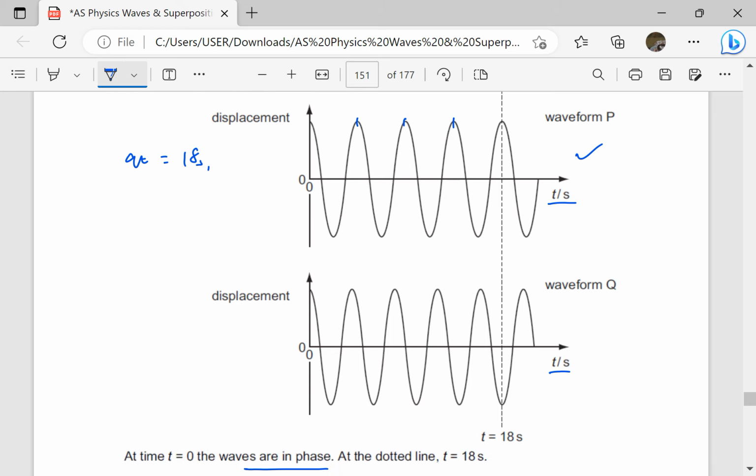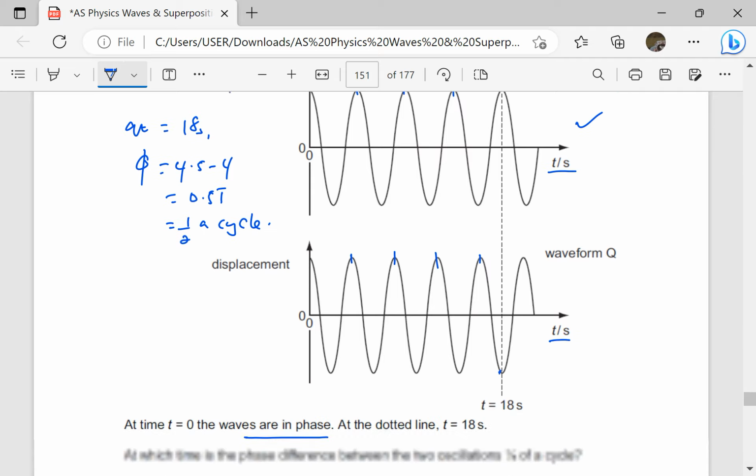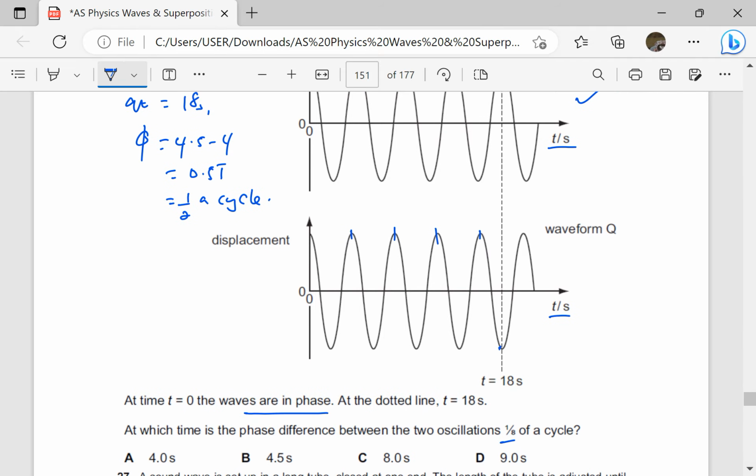Then at t equals 18 seconds, for the other wave, we have 1, 2, 3, 4, and a half. So the phase difference between the two waves is going to be 4.5 minus 4, which becomes 0.5 of a cycle. So the phase difference is actually half a cycle. After t equals 18 seconds, we are seeing that the phase difference is half a cycle.